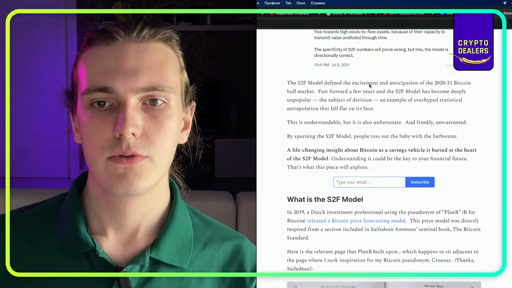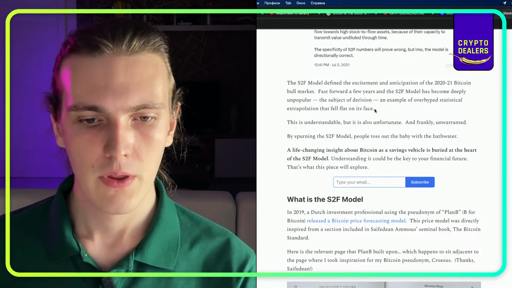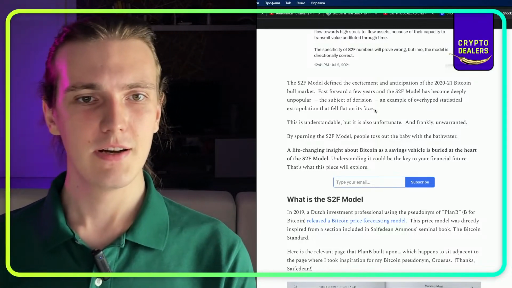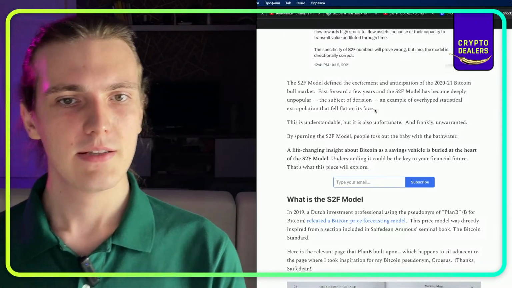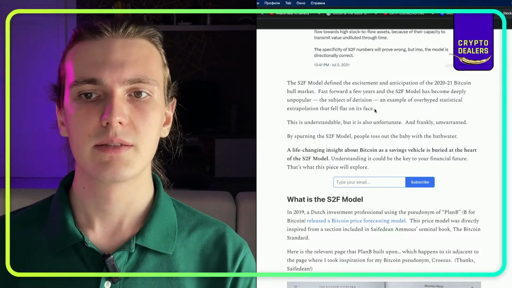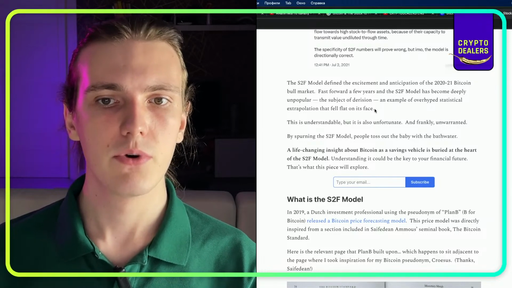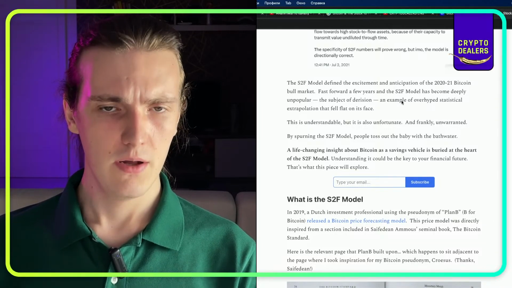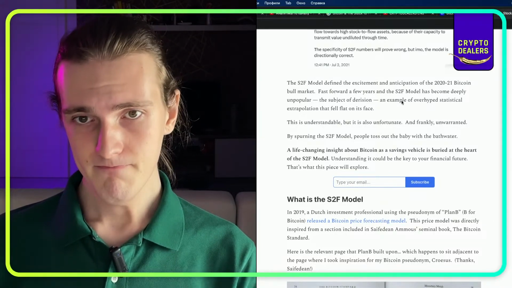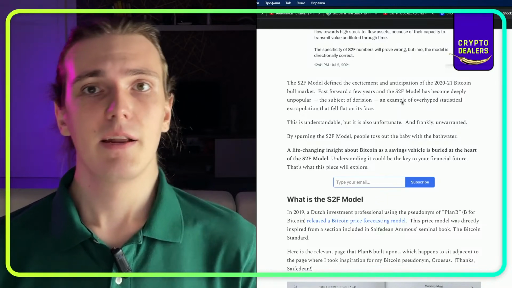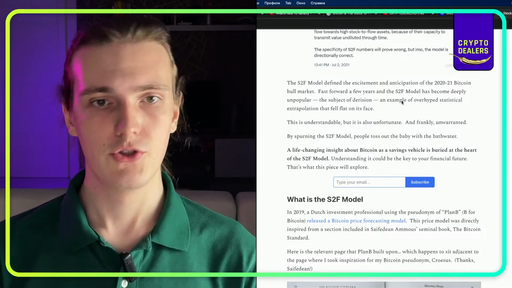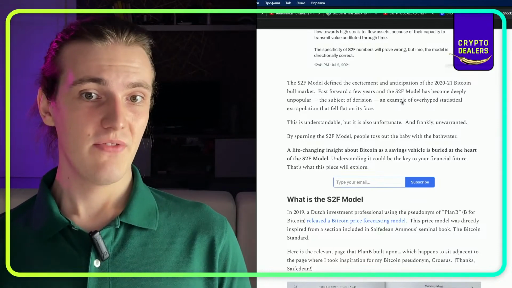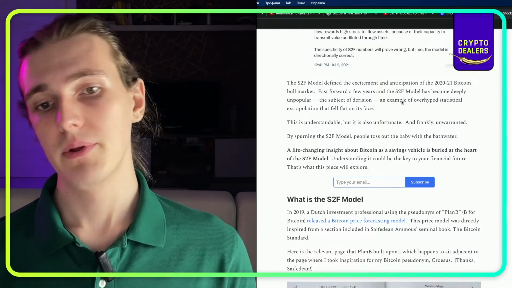Yeah, so another thing I wanted to point out here in this article, in case you would want to read it and go through it yourself. Jesse, quoting him over here, he says, fast forward a few years and the S2F model has become deeply unpopular, the subject of derision, an example of overhyped statistical extrapolation that fell flat on its face. The fact that it has become deeply unpopular is true, but an overhyped statistical extrapolation that fell on its face, I do not believe it.